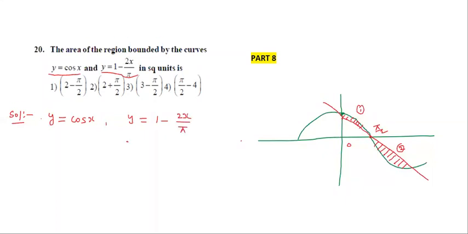This is converting to intercept form. 2x by pi plus y is equal to 1. Now x divided by pi by 2 plus y by 1 is equal to 1. That means this point is (0, 1) and this point is (pi by 2, 0).